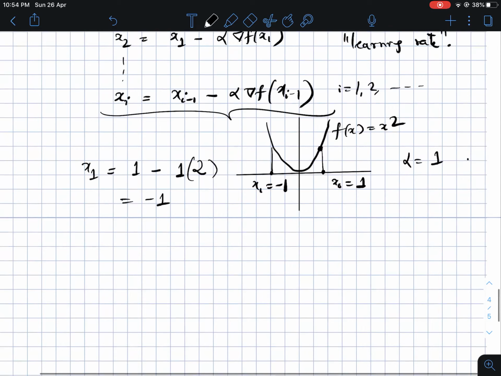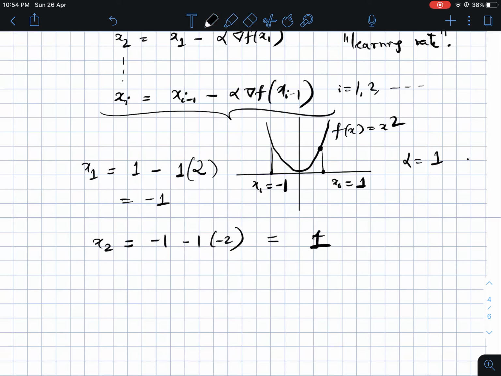Well, apply once again. What will happen is that you'll see that x2 will be x1 minus 1 minus alpha times minus 2. Well, alpha is also 1 here, and you will get minus 1 again, right? So your algorithm will just keep on oscillating between 1 and minus 1. In some sense, alpha is too large. You are taking too large of a step, right? Too large of a step.